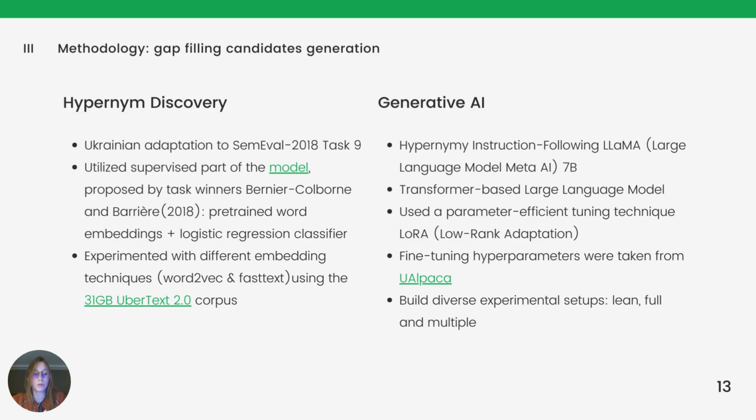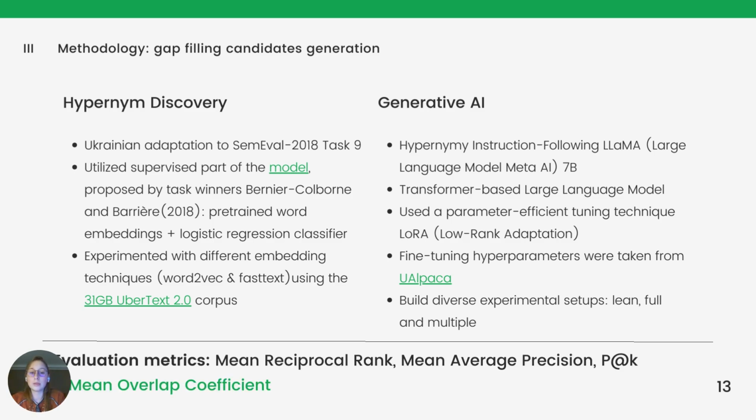In the final stages of our work, we tested large language models for hypernym suggestions. To achieve this, we fine-tuned the LLaMA model on hypernym instructions using the parameter-efficient tuning technique called LoRA. For both approaches, we used the same evaluation metrics to ensure a fair comparison of the results. We utilized metrics from the original Hypernym Discovery task and also introduced the mean overlap coefficient metric. This metric indicates the proportion of relevant values that were predicted regardless of their order.